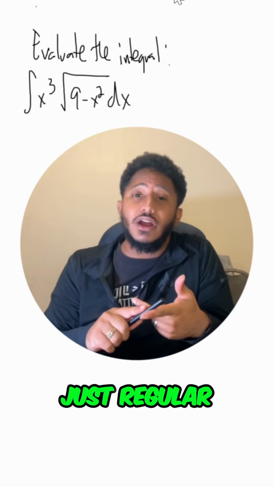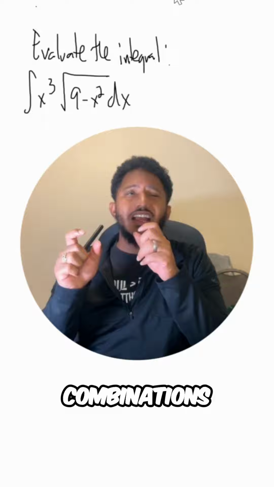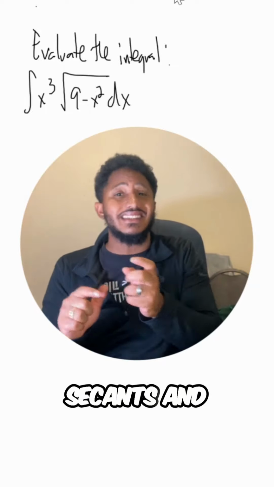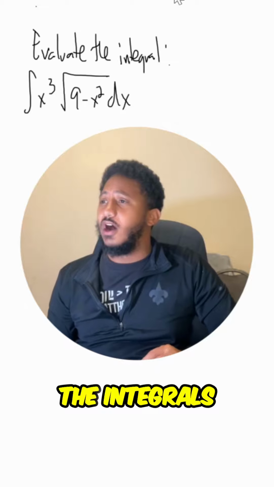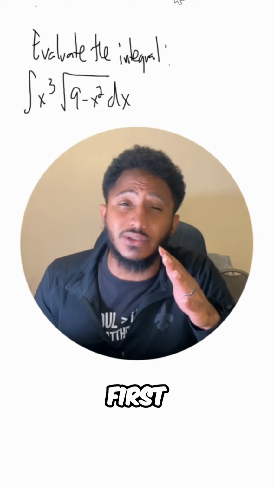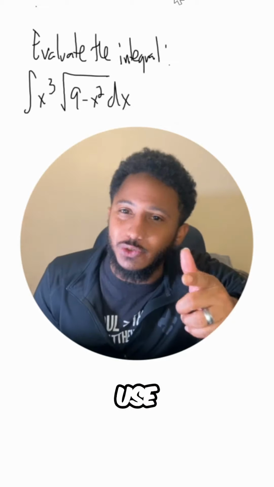And there's just regular trig integrals, right? We have combinations of sines and cosines or secants and tangents, right? So there's a bunch of different methods to evaluate the integrals. But always try to use a U-sub first. That's what you should use.